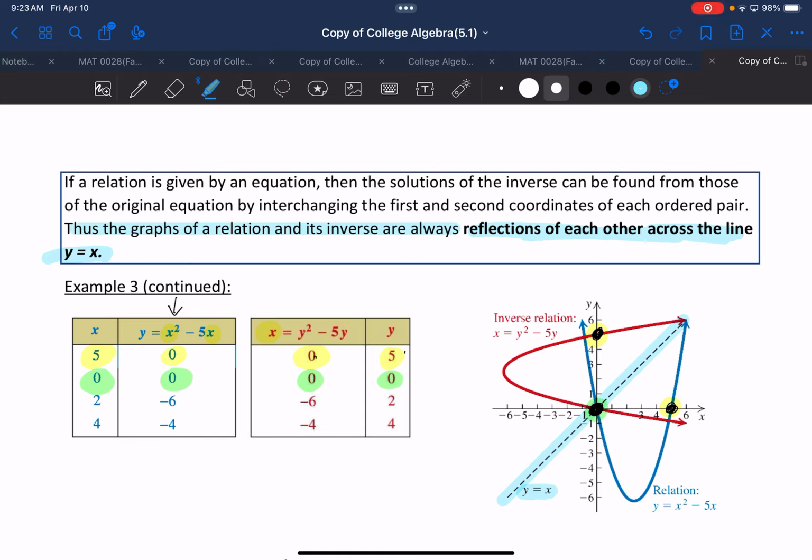And you just want to think of it as each point is reflected over that line. And then the other thing it says up there is that if a relation is given by an equation, then the solutions of the inverse can be found from those of the original equation by interchanging the first and second coordinates of each ordered pair. So that's kind of just repeating what I said, which is if I know the points from the first equation, I can just switch the coordinates, the x and y, and find my ordered pairs of the inverse relation.